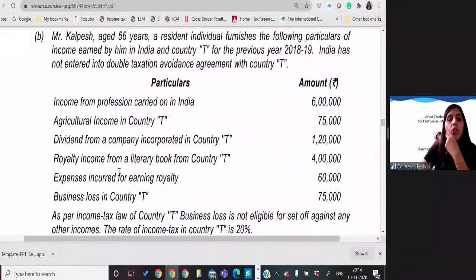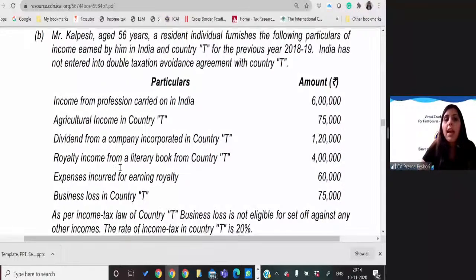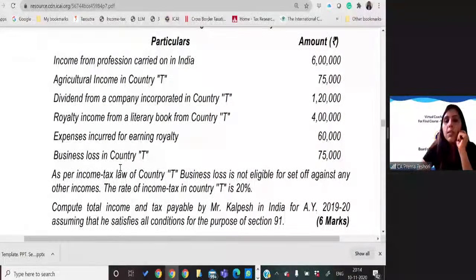Business loss in country T 75,000. As per income tax law of country T, business loss is not eligible for set off against any other income. The rate of income tax in country T is 20%. Compute the total income and tax payable by Kalpesh. So you tell me at least the total income computation first and the tax payable, then you can compute.